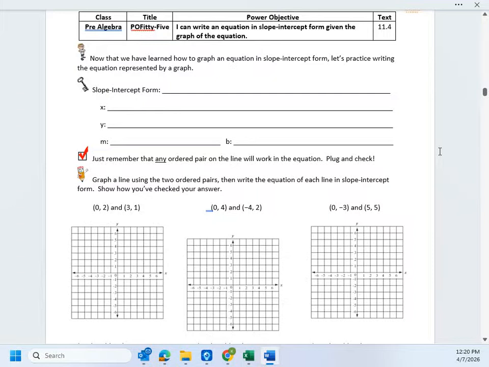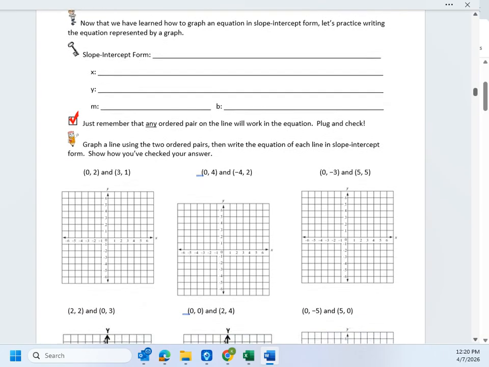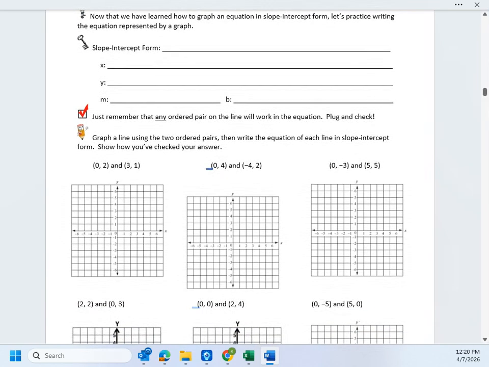Good afternoon. We are doing PO55 today, continuing on with the slope-intercept form, this time writing the equation given a graph of the equation. So we're writing that slope-intercept form given the graph. We're going to review what we know. We've already learned how to graph an equation in slope-intercept form. Now we're going to practice the equation represented by a graph.